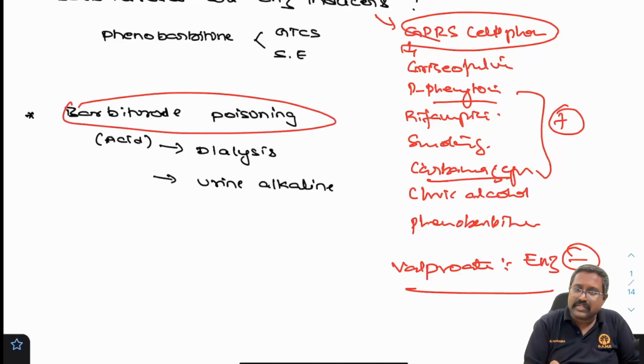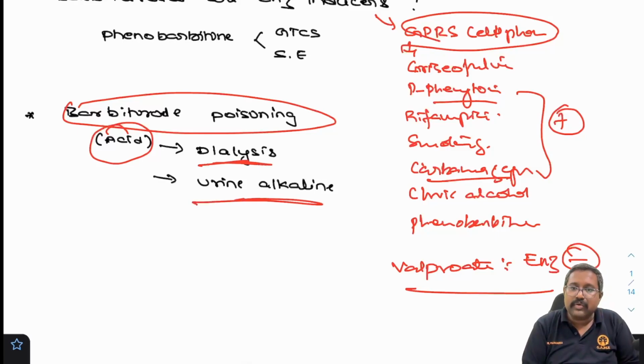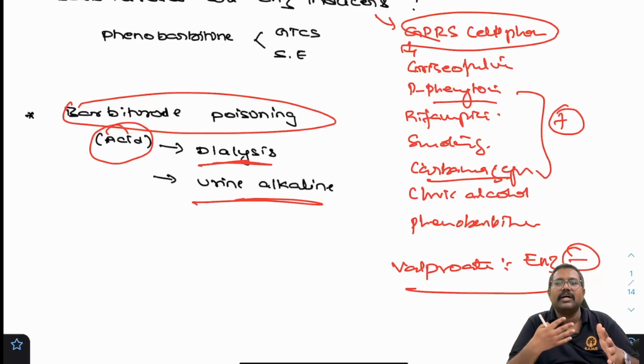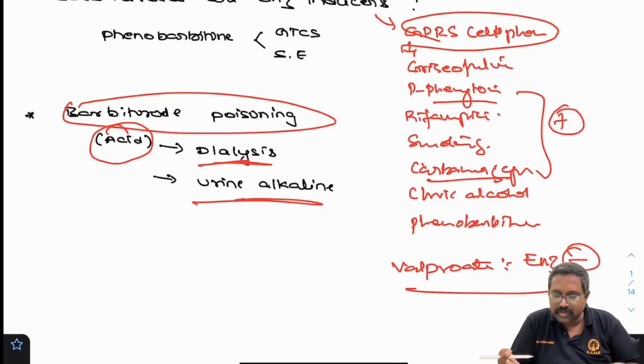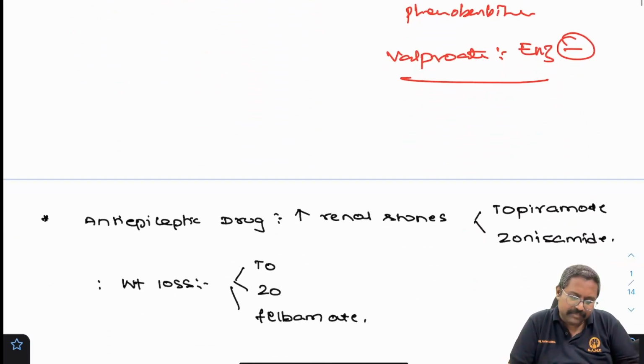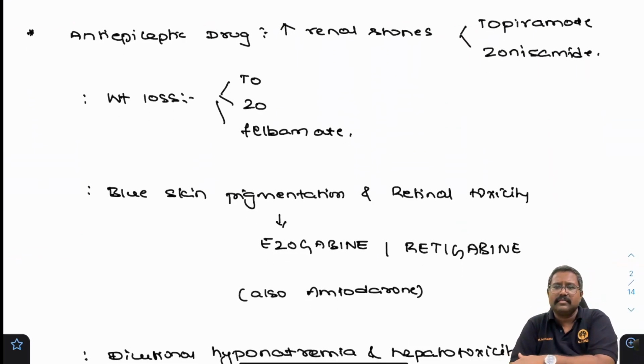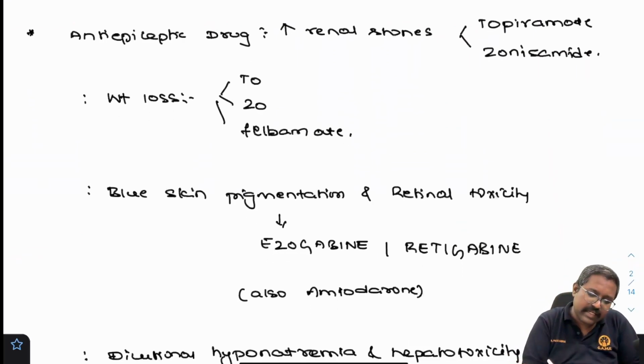Whereas for benzodiazepines you use flumazenil, in barbiturate poisoning, since barbiturate is a weakly acidic drug, you need to go for dialysis, or you need to do urinary alkalinization. So the pH will be different. You give sodium bicarbonate and you make it ionized, water soluble, and you make the drug get excreted through the urine.